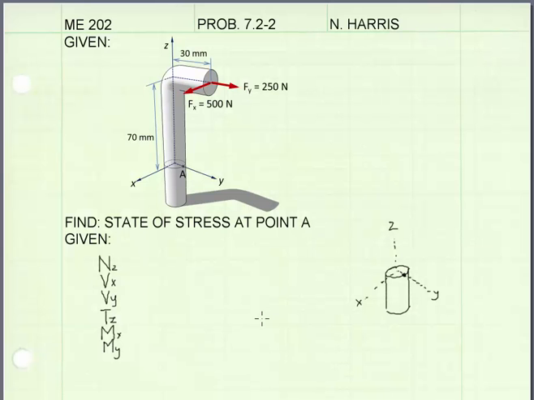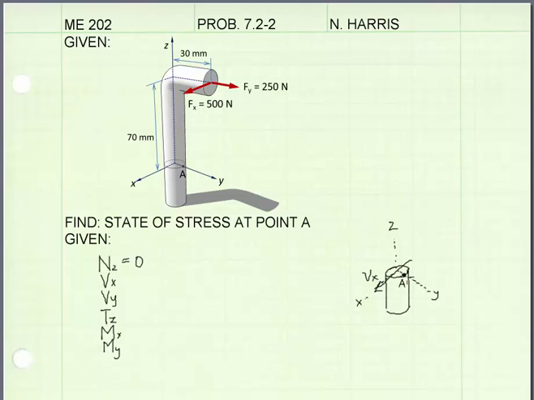The first thing I'm going to do is find my internal resultant forces acting at the cross-section where A is located. And there are three possible forces and three possible moments. First I'm going to look at the axial force. That's acting along the Z-axis. There'll be an axial force, N sub z, and there are no forces acting in the Z direction, so that's just going to be 0.